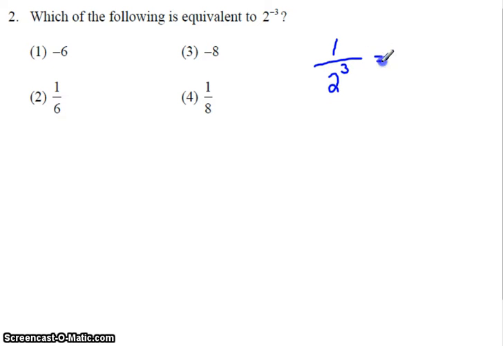And 2 to the 3rd, you could use your calculator, but this is easy enough. It just means 2 times 2 times 2. 2 times 2 is 4. 4 times 2 is 8. So this is equivalent to 1/8. And that is answer number 4. Easy problem if you can just remember how negative exponents work. Alright, let's move on to the next one.